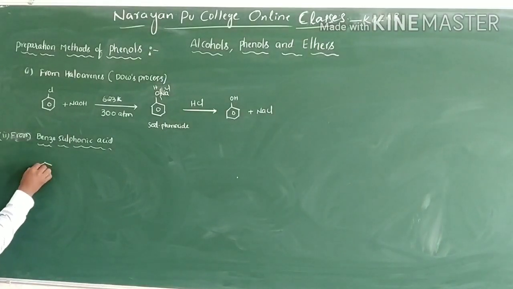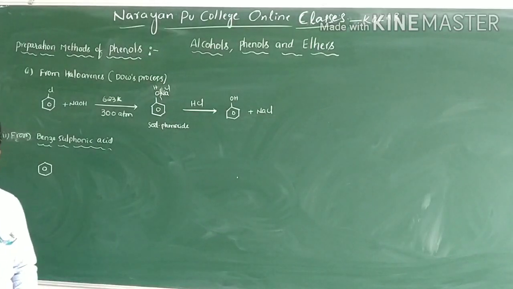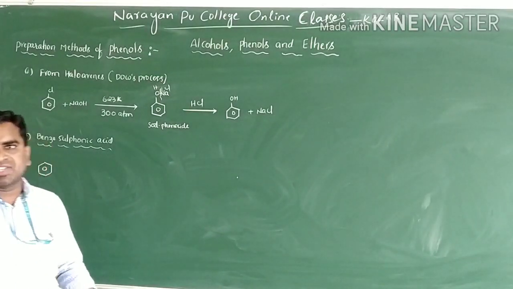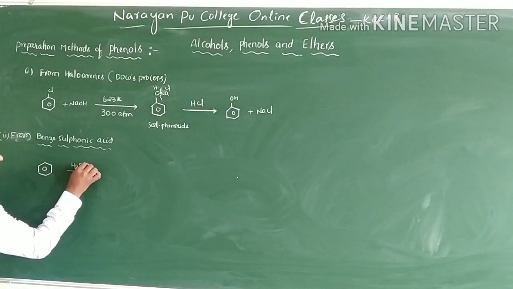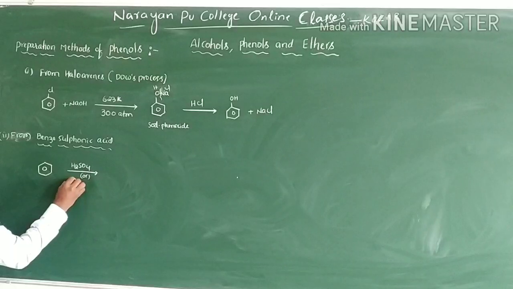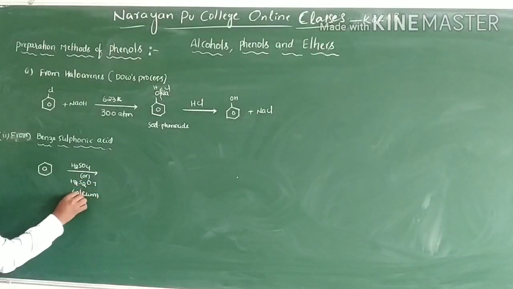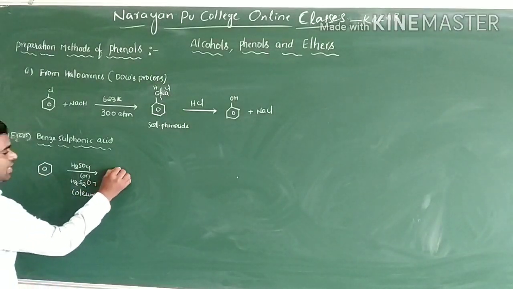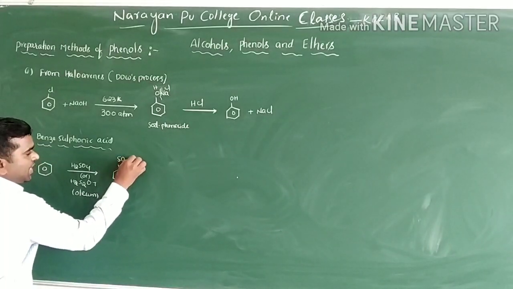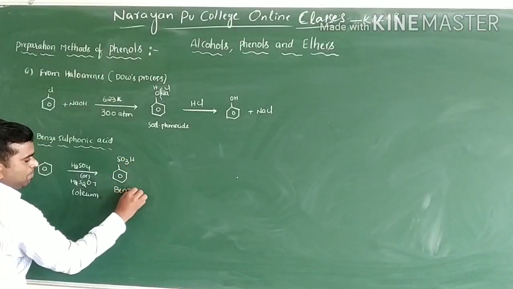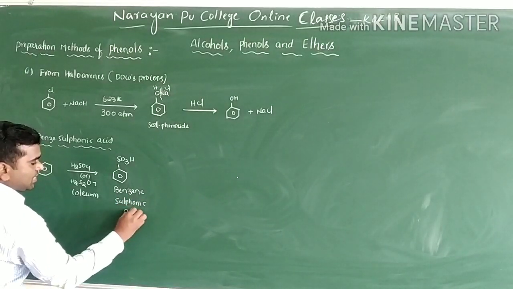Take the benzene and do the sulfonation. You have studied that in first year: nitration, chlorination, and sulfonation. Do the sulfonation here by taking concentrated H2SO4, or we can take H2S2O7, which is called oleum. Then you will get the compound benzene sulfonic acid. This is called benzene sulfonic acid.